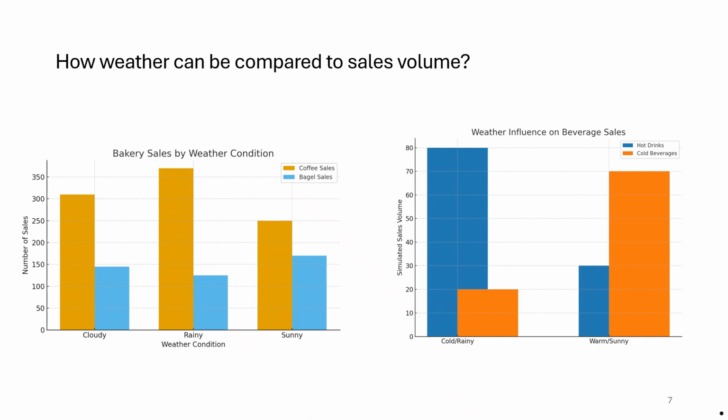The second chart illustrates beverage preferences. Hot drinks dominate during cold and rainy weather, whereas cold beverages sell more when the weather is warm and sunny. These patterns highlight the importance of considering environmental factors such as weather when analyzing sales data.